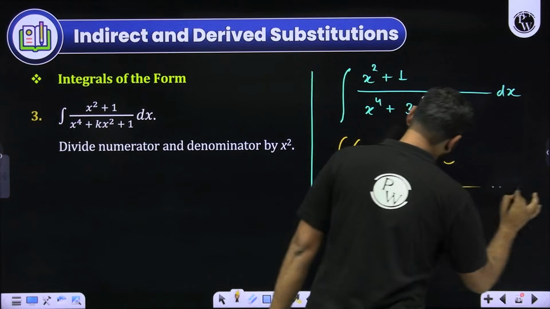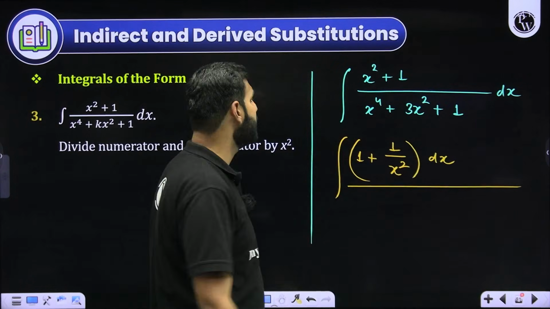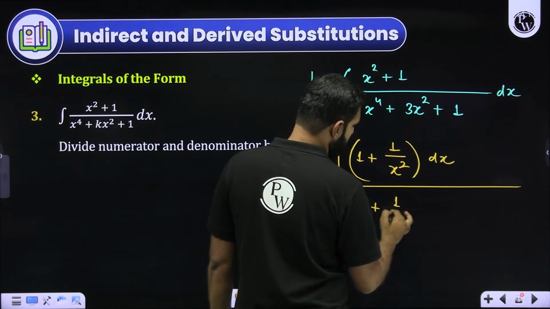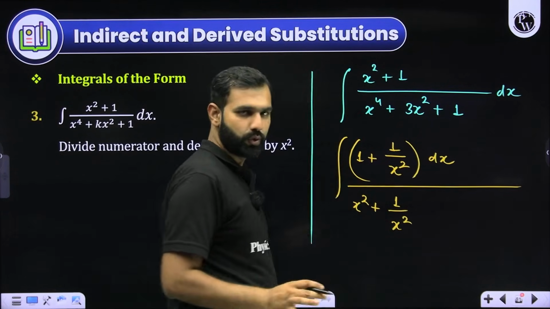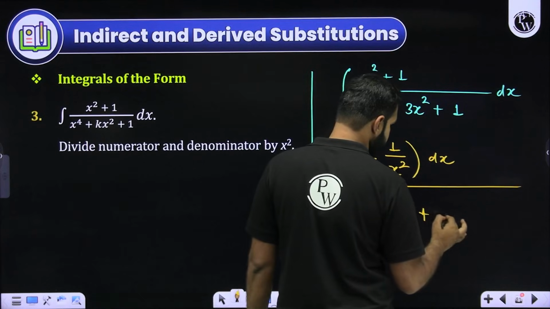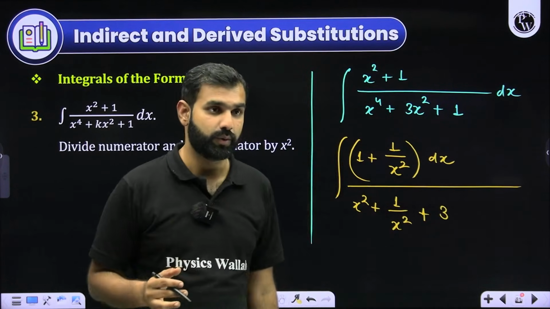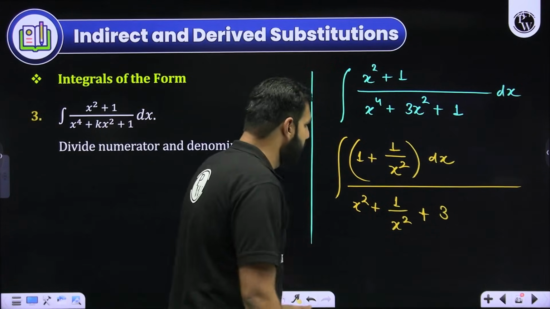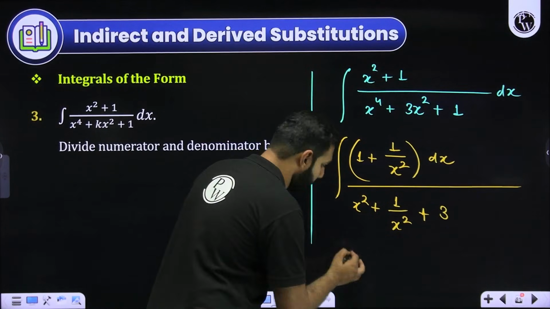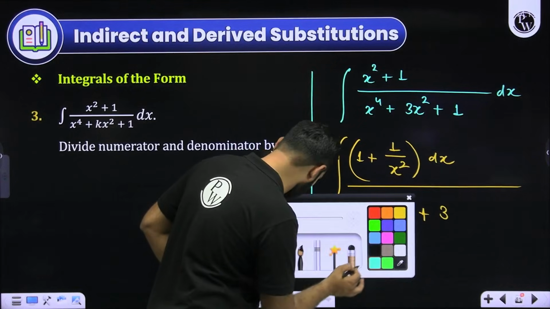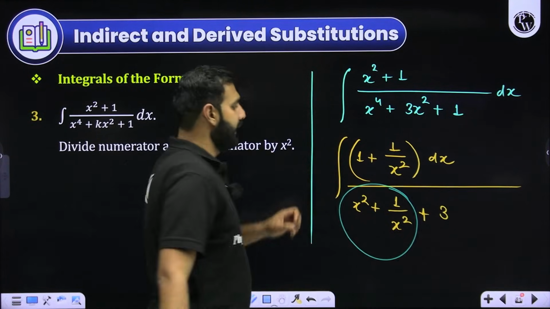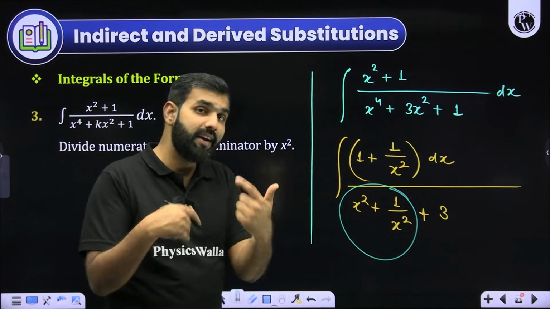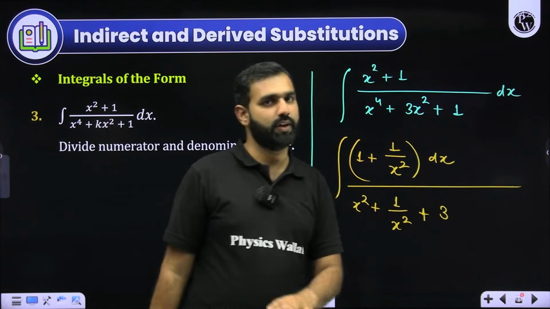But what happens with the denominator? This becomes x square, this becomes 1 by x square. I hope there is no confusion on that. And this becomes 3. Now, I am giving you a very important, very crucial, very amazing result. Look at the denominator. If you could create something out of it, which when differentiated gives you something like this, then your job is done.